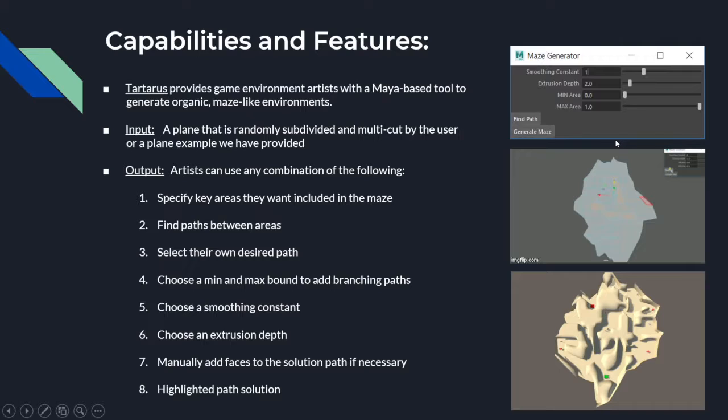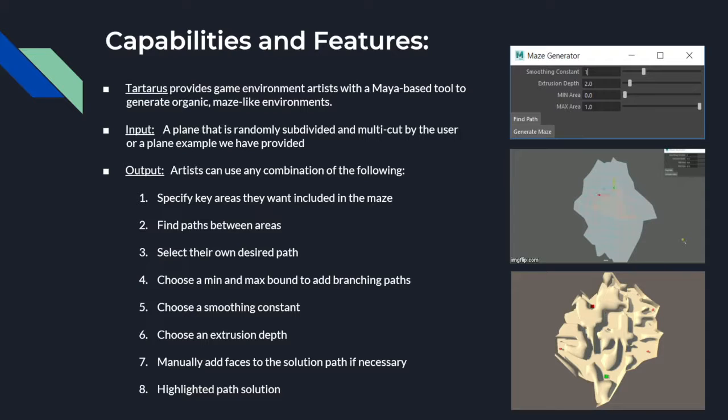Tartarus provides game environment artists with a tool to generate organic, maze-like environments. A user inputs a plane that is subdivided and multi-cut how they see fit. We have supplied some example planes for the user to replicate. The user can use any combination of the parameters Tartarus provides.